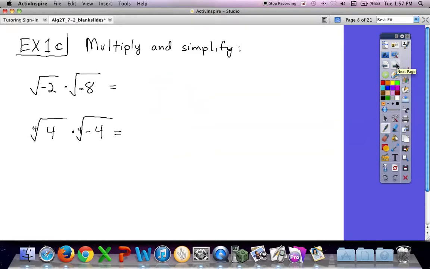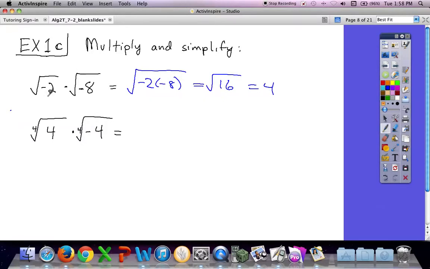Okay, this is actually to show when this property does not work. If you look at this first one, and you try to apply a product property, then you would multiply them together, and you would get the square root of negative 2 times negative 8, which is the square root of positive 16, which is 4. And that is not correct.